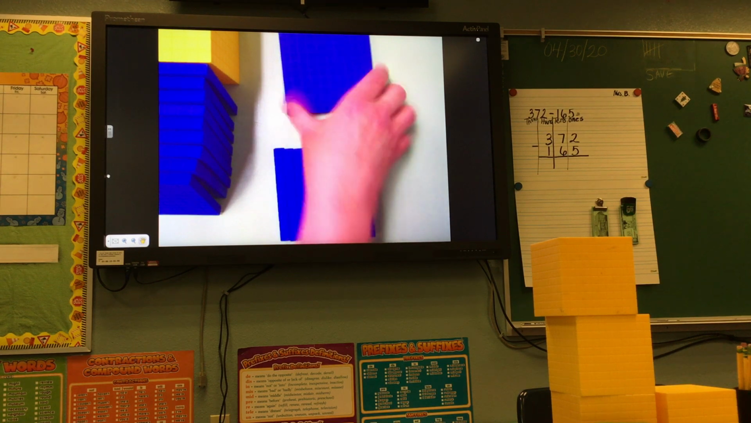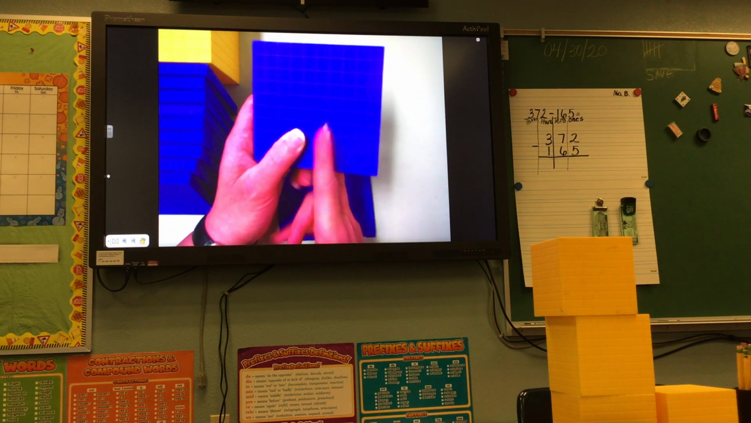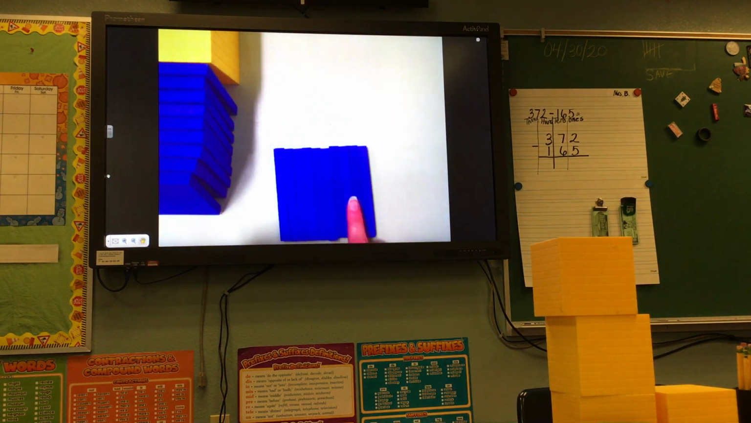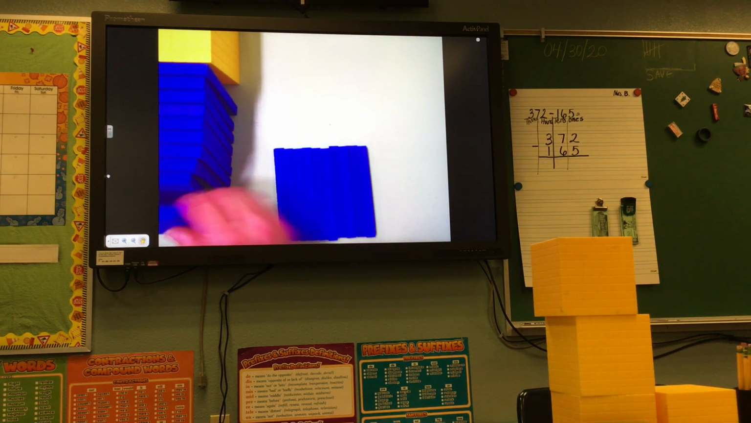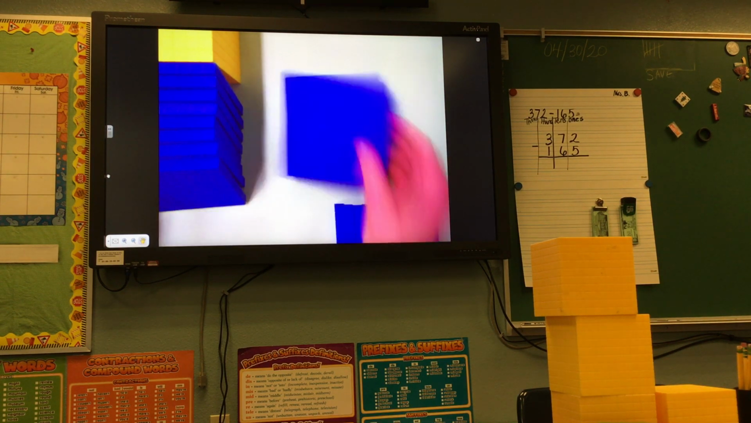at some point, I might have to take this hundreds flat and cut it back down into tens if I have to. Okay, now for the big guys up here. I have all my hundreds flats here.